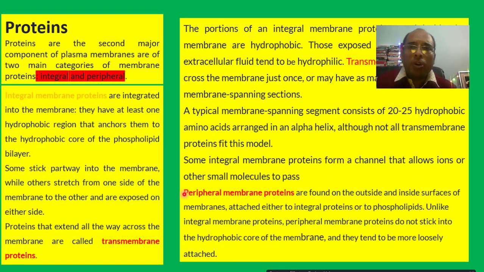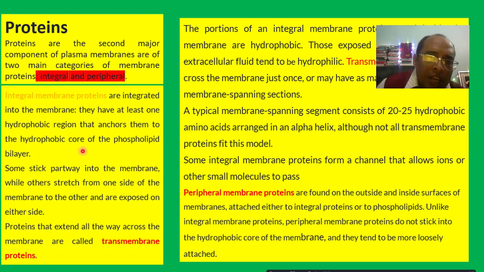Now, different types of proteins, and I have already mentioned that there are different types of protein. One is integral and the other is peripheral protein. So integral membrane proteins are integrated into the membrane. They have at least one hydrophobic region that anchors them to the hydrophobic core of the phospholipid bilayer. It means they must have hydrophobic regions. Why? Because they should go and penetrate the intermembrane space. They have to reach there, and the intermembrane space is hydrophobic because it has fatty acid tails.